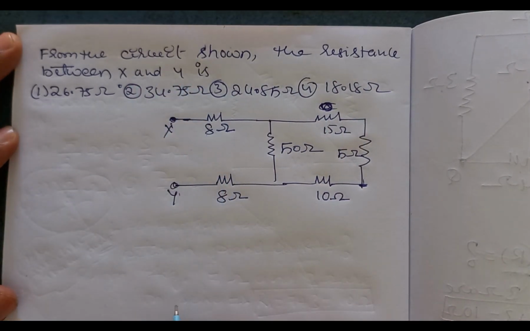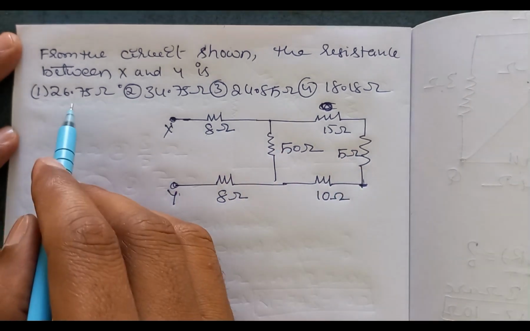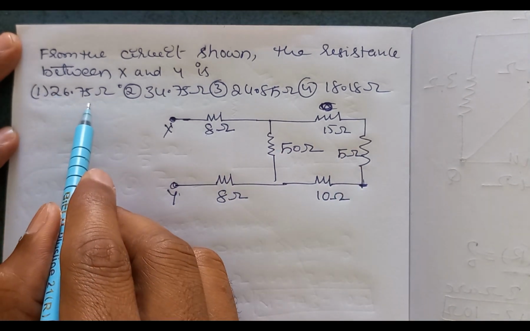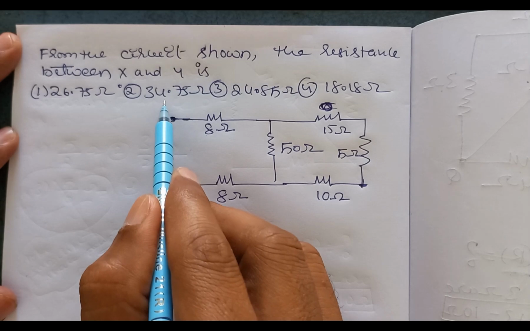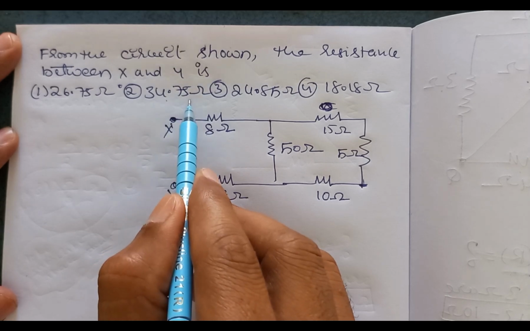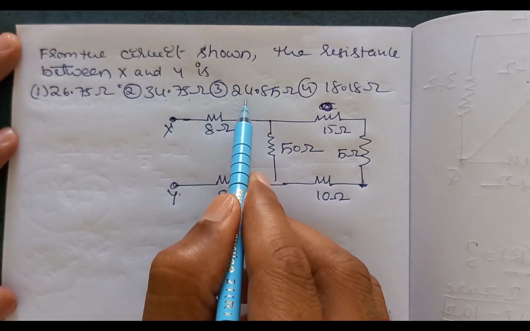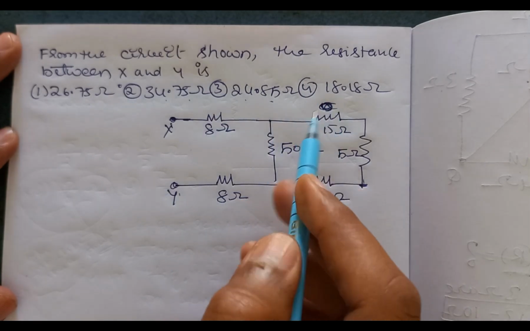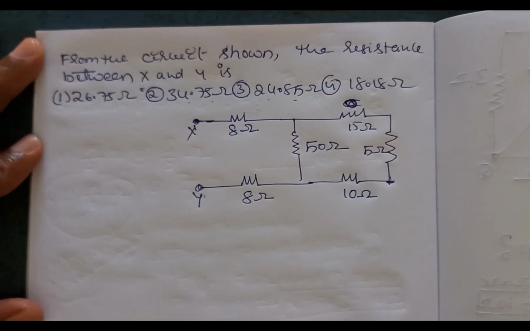So between X and Y, what is the total resistance in the circuit? Options are 26.75 ohms, 34.75 ohms, 24.85 ohms, 18.85 ohms. Now clearly we can explain.